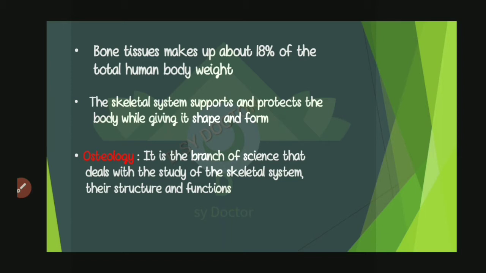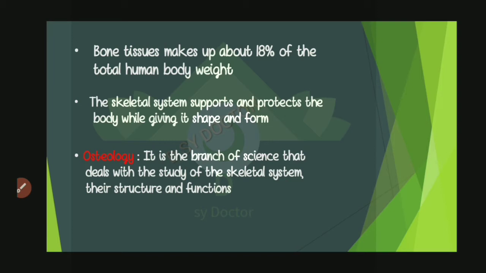Bone tissue makes up about 18% of the total human body weight. The skeletal system supports and protects the body while giving it shape and form. It means that your skeleton gives shape and formation to your body, and in this way it supports and protects your internal organs.